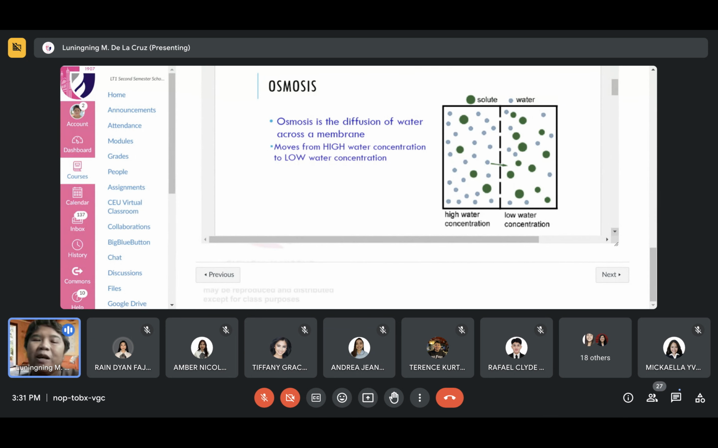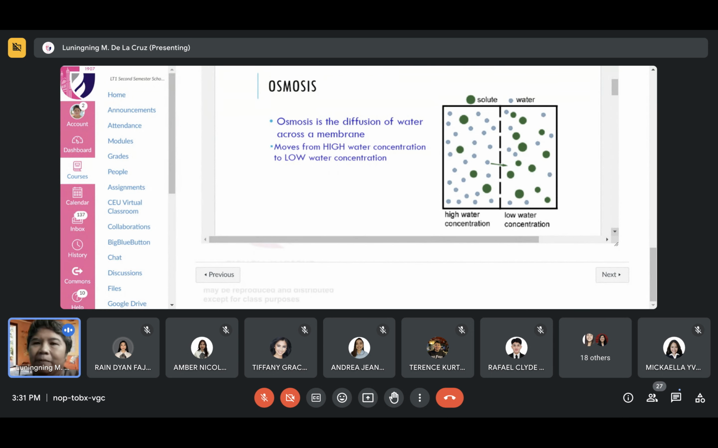Because the water in our skin is moving out of our body system. It moves from high water concentration to low water concentration. So that is another example of osmosis, class.